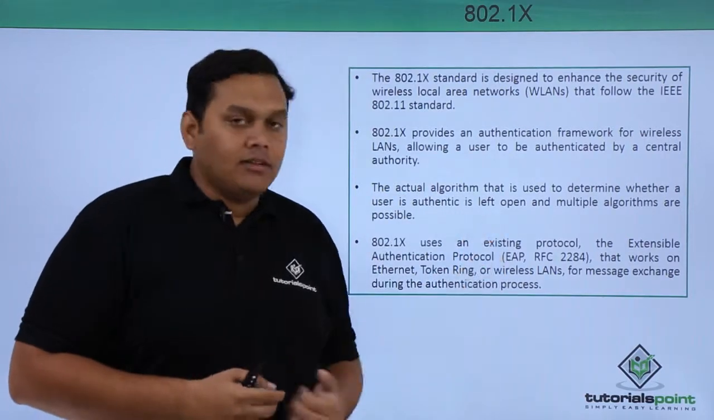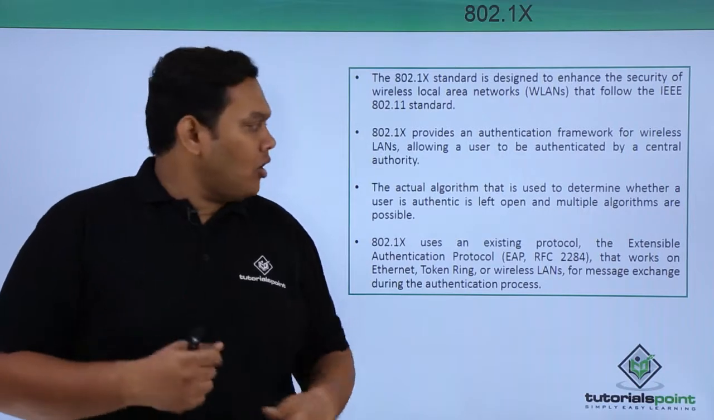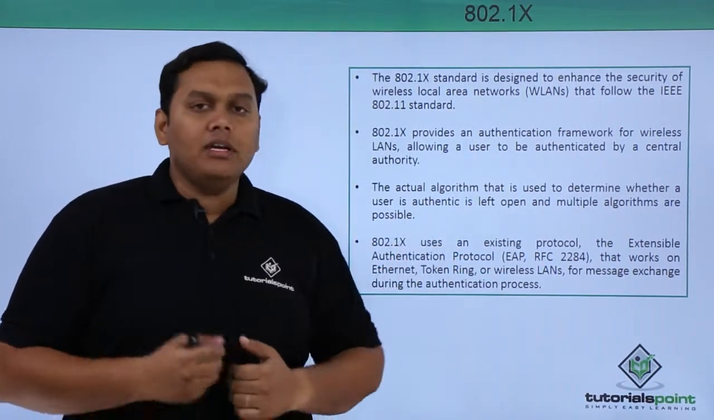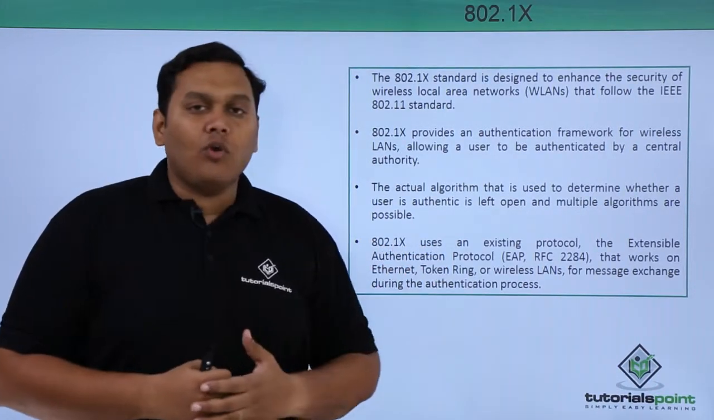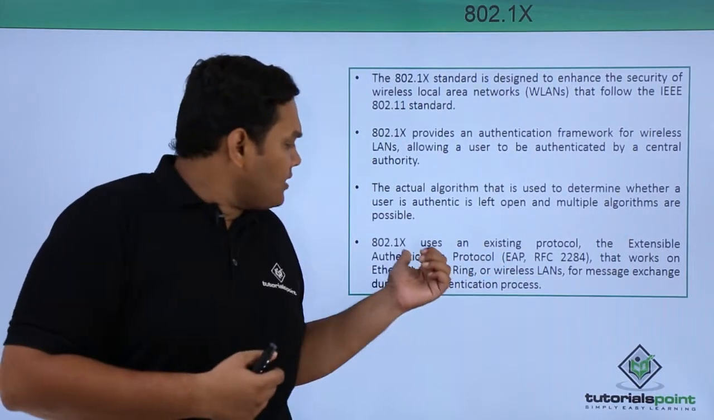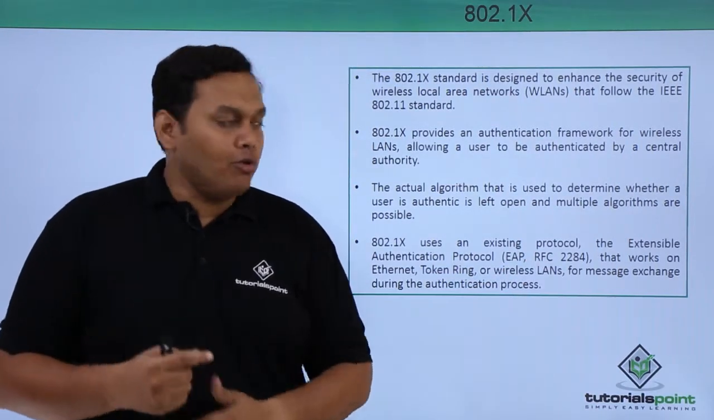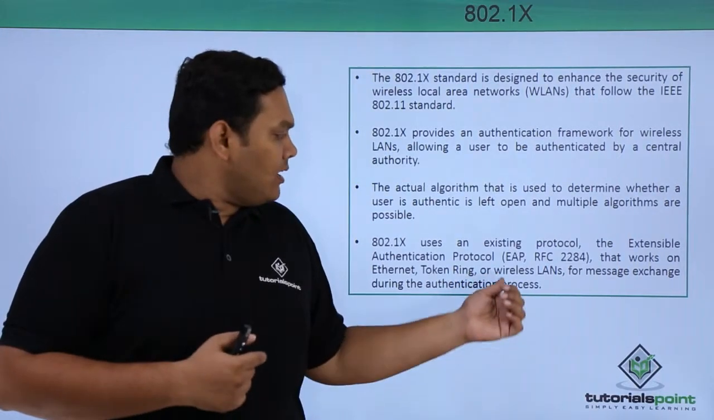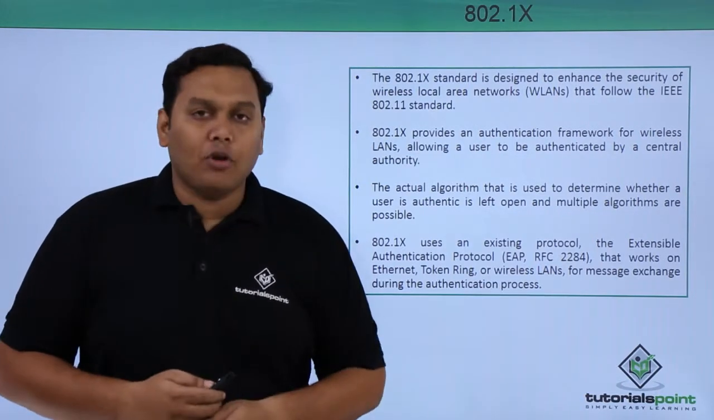The actual algorithm used to determine whether a user is authentic or not is left open. Multiple algorithms are possible, and they are used by the central authority here. So 802.1x uses an existing protocol, the Extensible Authentication Protocol, EAP, which is defined in RFC 2284, that works on Ethernet and token ring and here on wireless LANs for message exchange during the authentication process.